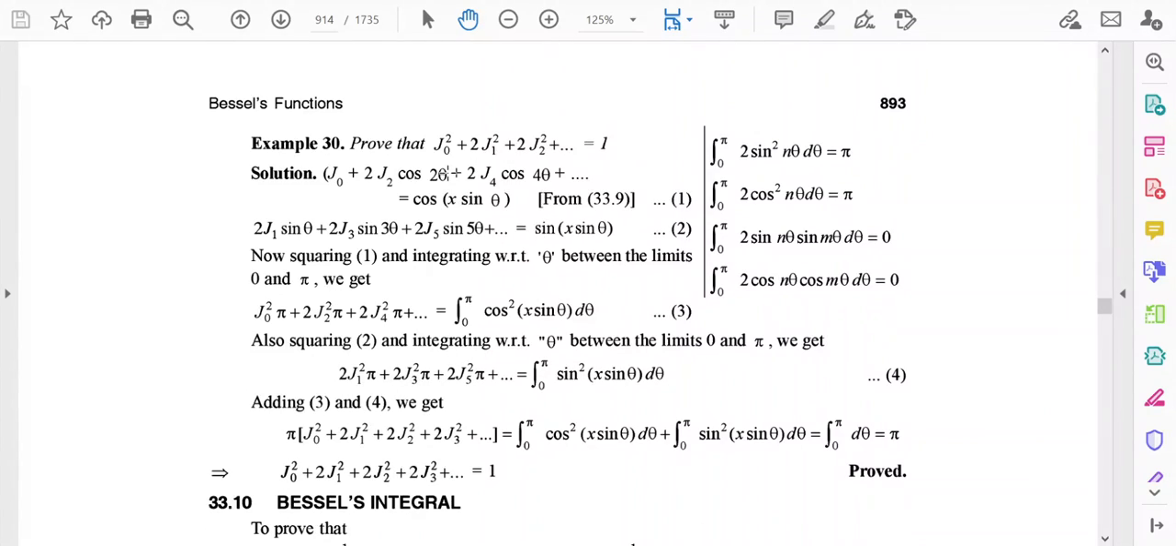Another important equation, that is, suppose we have to show that J0 square plus 2J1 square plus 2J2 square and so on, they are 1.